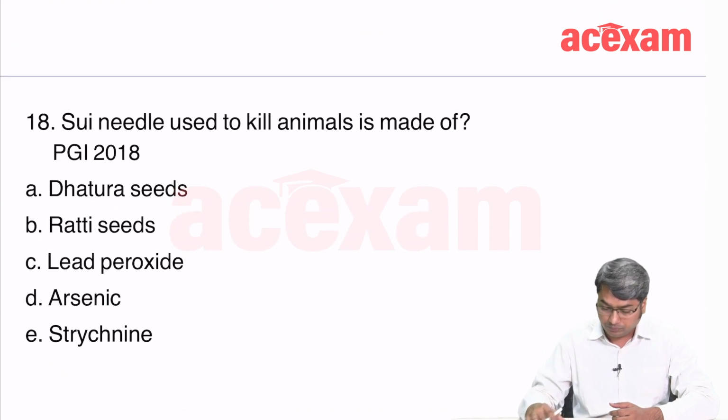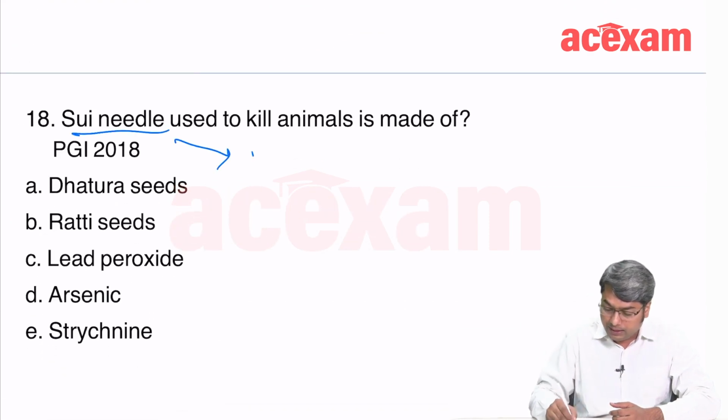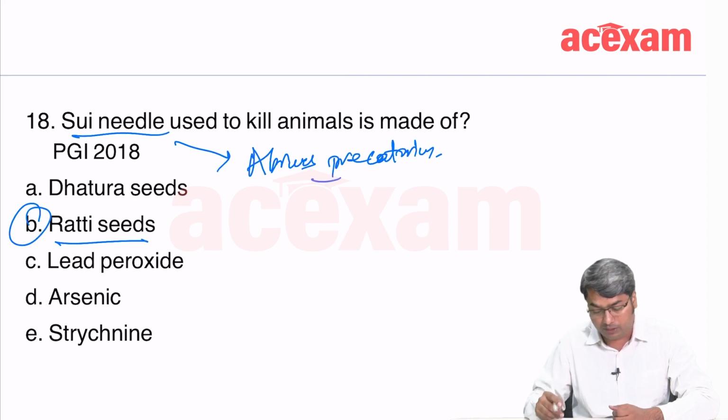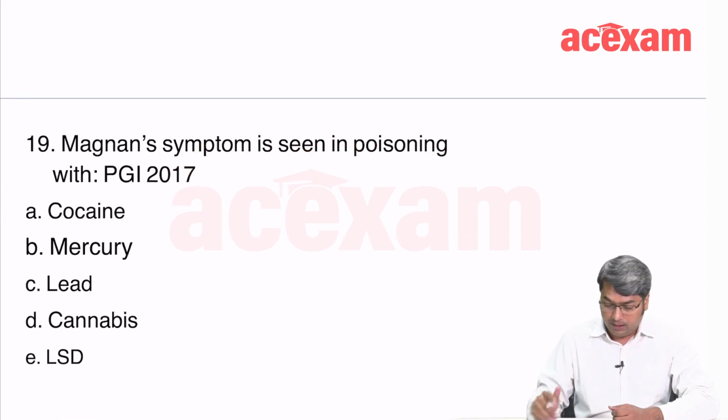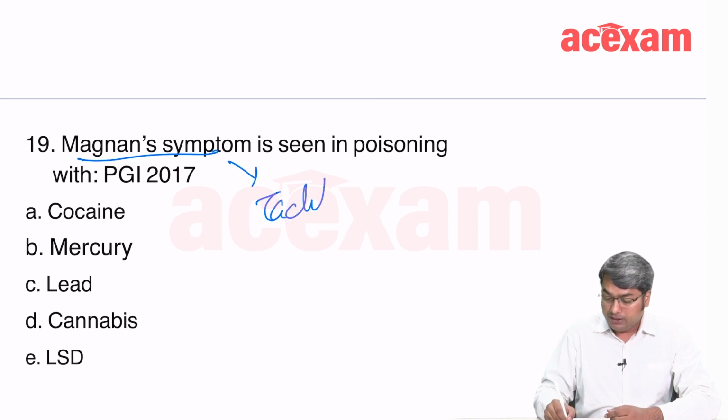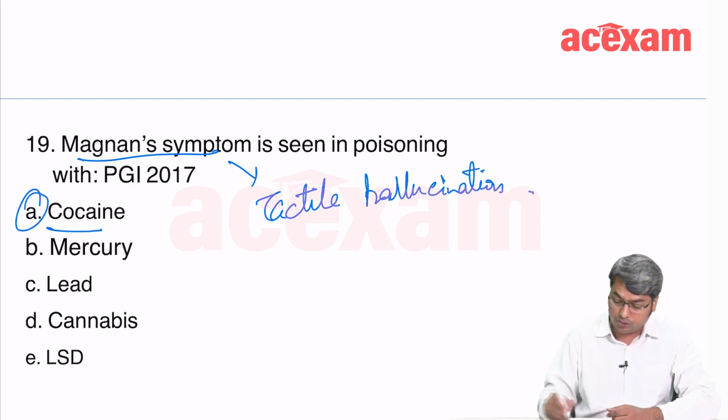Okay. Sui needle is derived from Abrus precatorius, and this is made of rati seeds. Rati is the common name of Abrus precatorius. Magnan syndrome is seen. Magnan symptom is basically tactile hallucination, and this is seen with cocaine. It is also known as cocaine bugs.